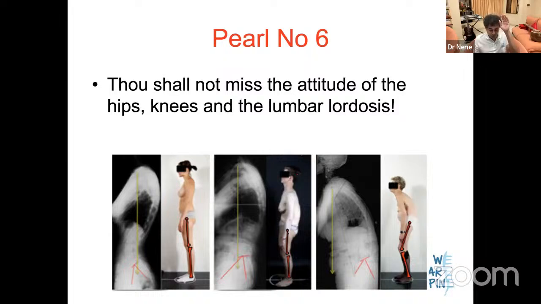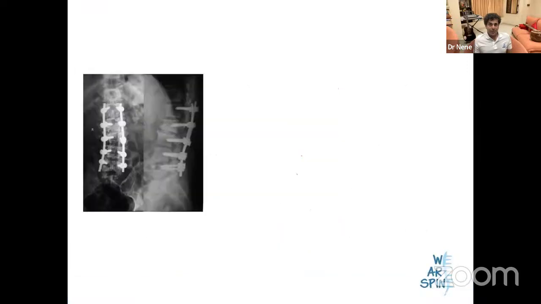So flattening of the thoracic kyphosis, kyphosis of the lumbar spine, retroversion of the pelvis, extension of the hips and flexion of the knees. That's like maxed out on the compensatory mechanisms. Is that okay? This is one of my cases.